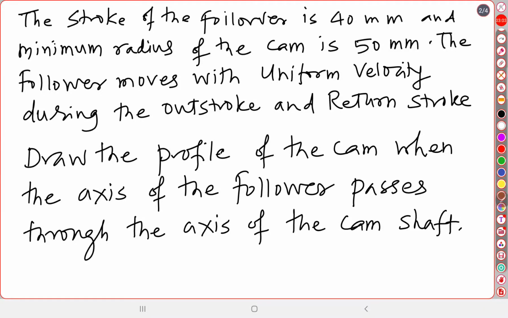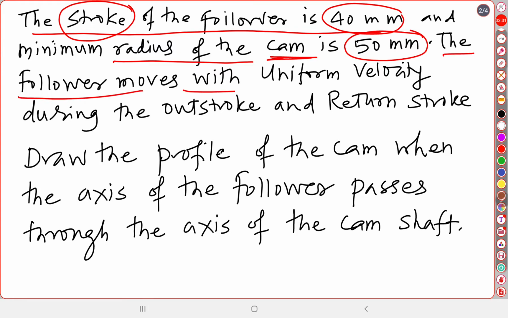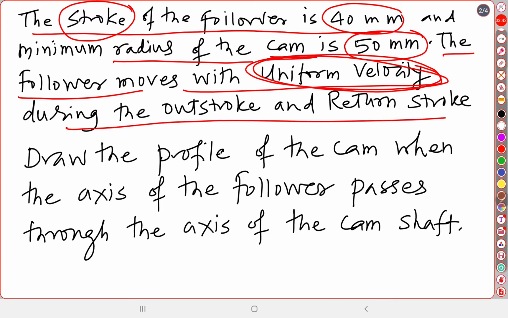what has been asked over here? The stroke of the follower is 40 mm. So this 40 mm is indicating the stroke of the follower, and the minimum radius of the cam is 50 mm. The radius of the cam is given as 50 mm, and after that, very importantly, it is given that the follower moves with a uniform velocity. So this is the first condition we have identified here. The follower moves with a uniform velocity during the outstroke and the return stroke.